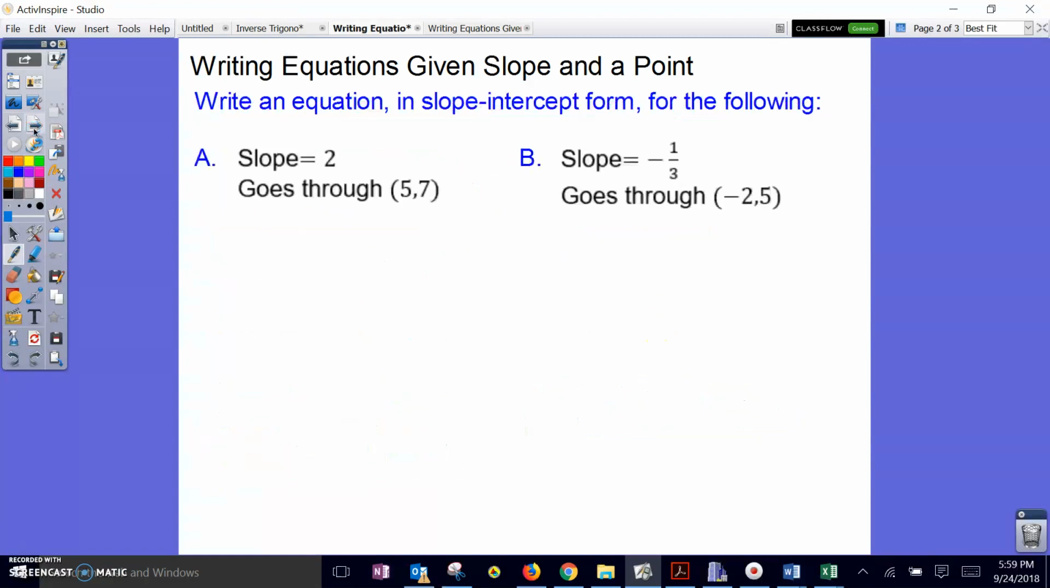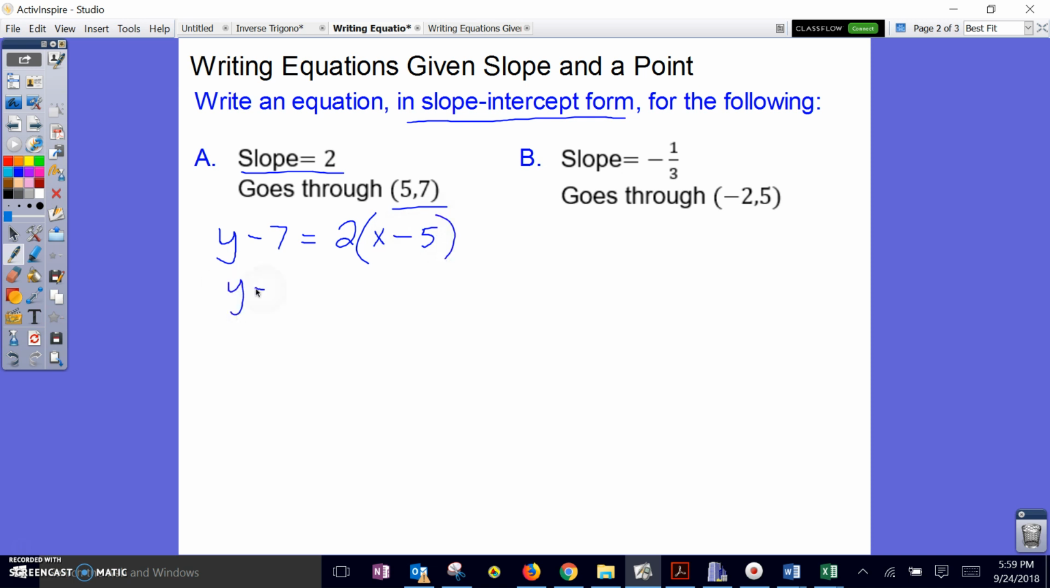Now we'll get into some where we're asked for them in a different form. We're supposed to write an equation in slope-intercept form for the following. Now, just because our answer is going to be in slope-intercept form doesn't mean we need to use slope-intercept form to write our original equation. Since we're given a slope and a point, we're going to use point-slope form to write our equation, and then we'll convert it over to slope-intercept form. So I've got y minus the y-coordinate is equal to the slope times x minus the x-coordinate.